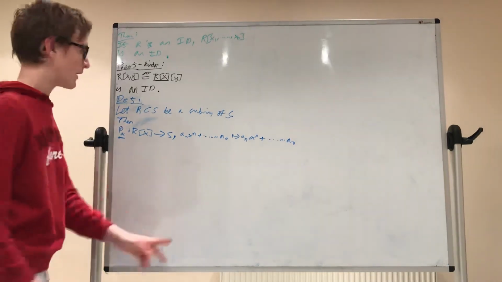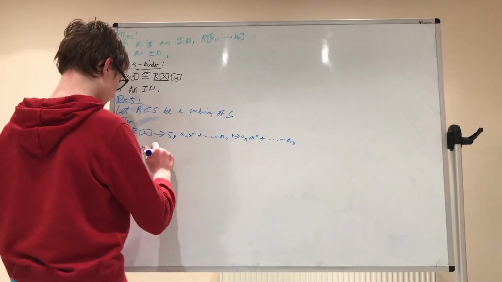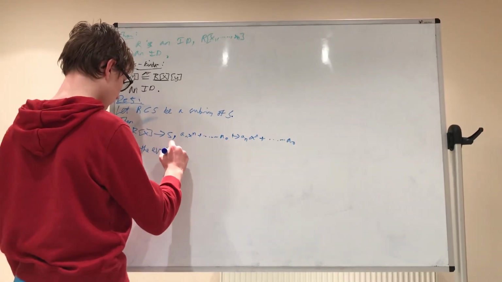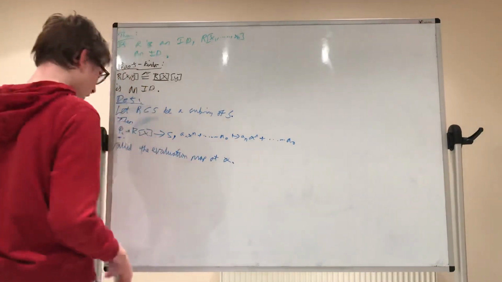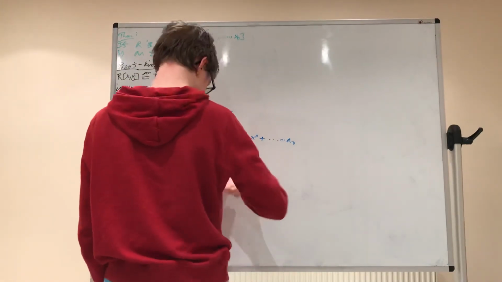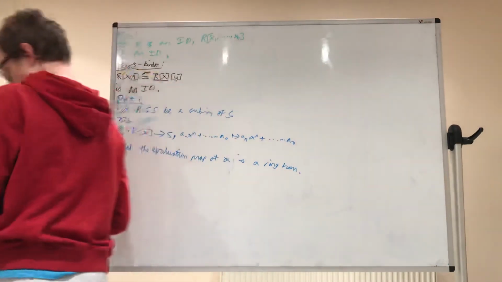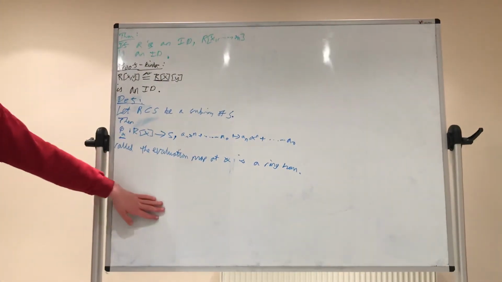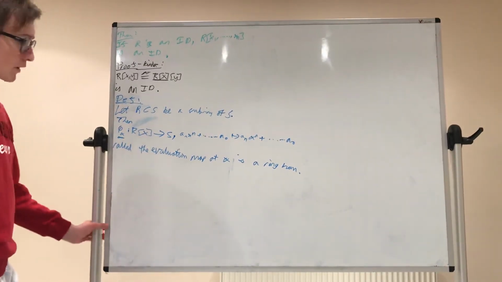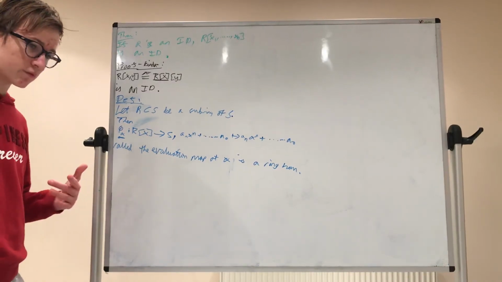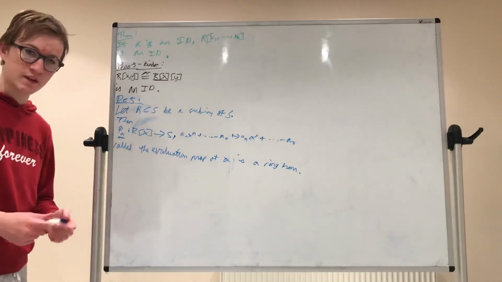So yeah, this is called the evaluation map at alpha, and this is a ring homomorphism. I'll leave it to you to check this, but it is indeed a ring homomorphism. And so, we'll take a look at a couple of examples and see what happens.